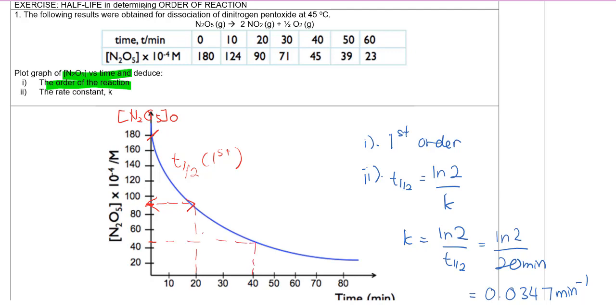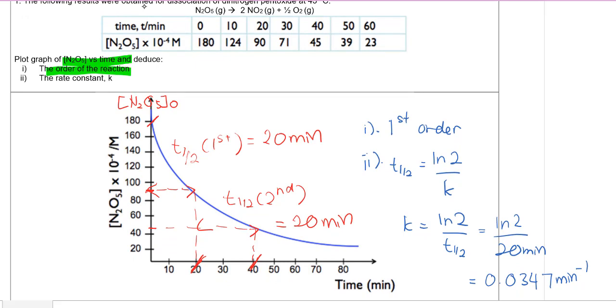So we take starting from here up until this point. So this is the second half-life. The first half-life is 20 minutes. The second half-life, 40 minus 20, is also 20 minutes. So starting from here up until here is 20 minutes. So the value of half-life does not change, it remains the same. So it means that this is a first order reaction.